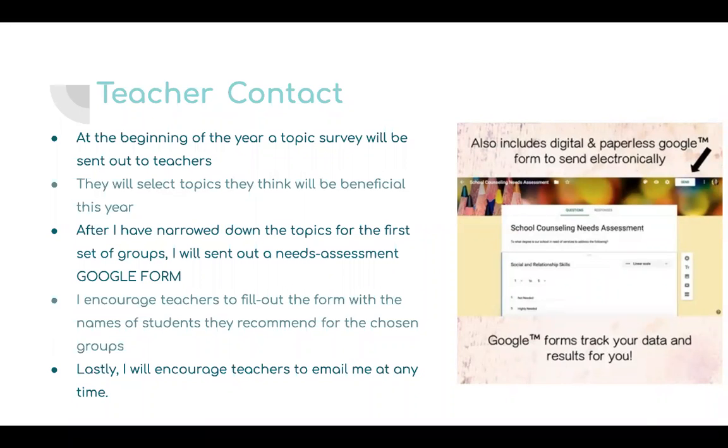As far as how teachers can contact me, at the beginning of the year, a topic survey will be sent out to teachers. They will select topics they think will be beneficial for the year. After I've narrowed down the topics for the first set of groups, I will send out a needs assessment Google form. I encourage teachers to fill out the form with the names of students they recommend for the chosen groups. And then lastly, I'll encourage teachers to email me at any time. I think email is the best option because I have it available to me. It is also a record, and I can access it at any time, any place. I don't have to be in my office just in case I'm running around and doing other things.